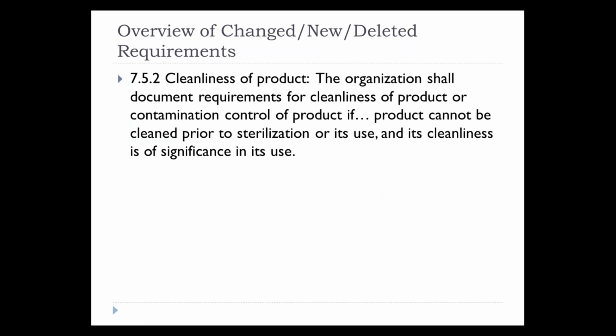7.5.2, cleanliness of product. The organization shall document requirements for cleanliness of product or contamination control of the product if the product cannot be cleaned prior to sterilization or its use, and its cleanliness is of significance in its use.